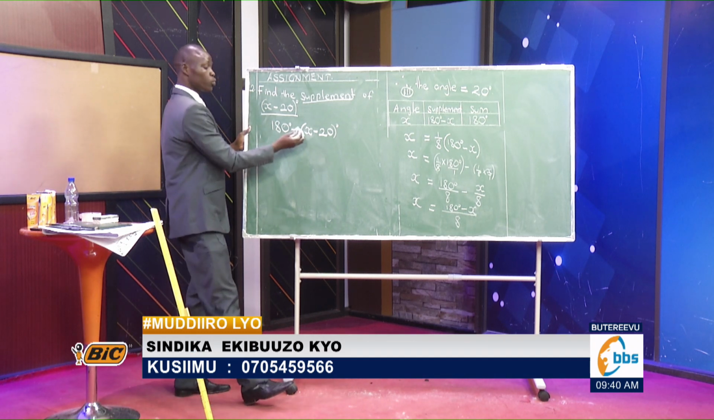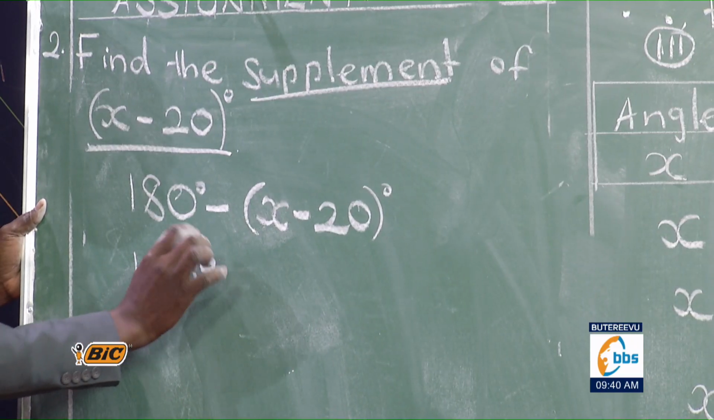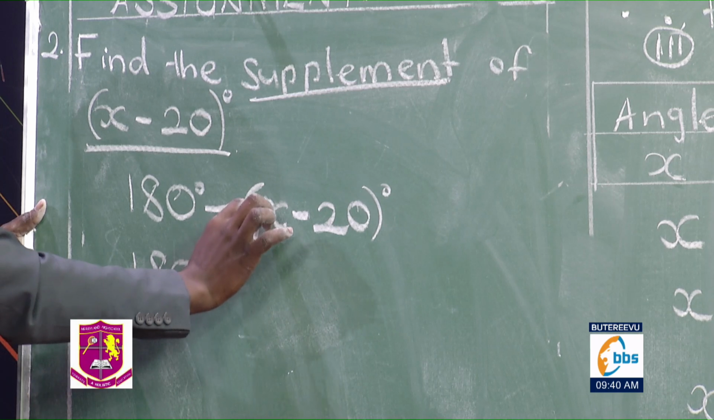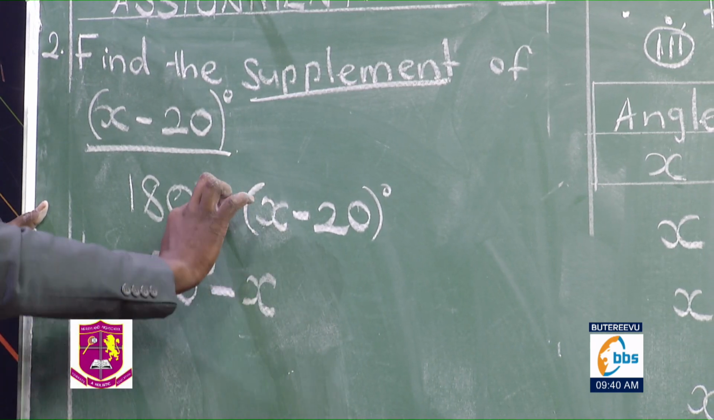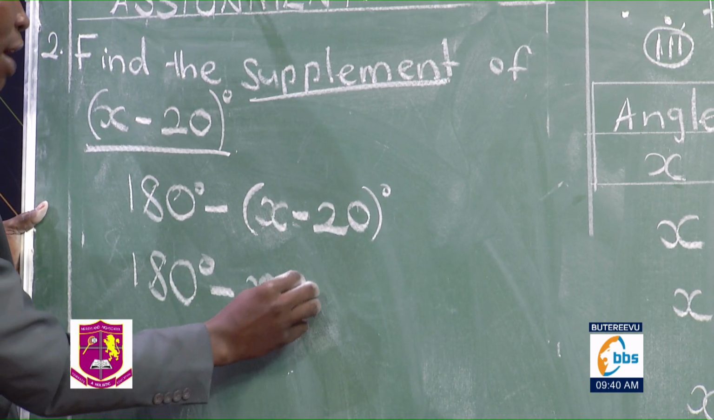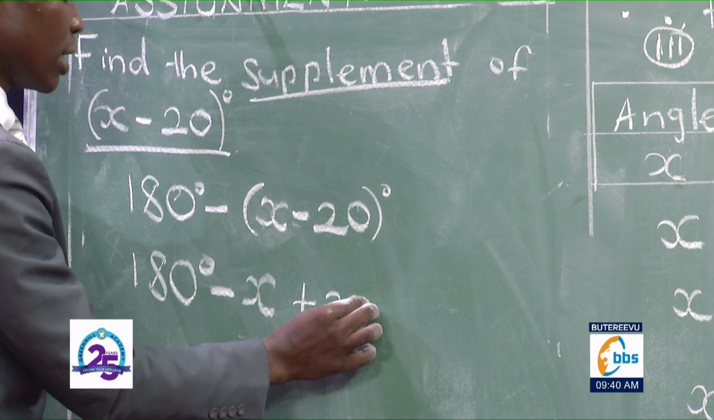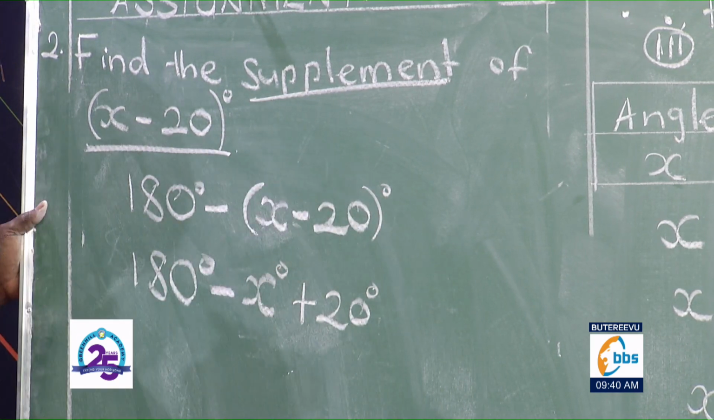So we shall now have to open up our brackets. This is 180 degrees. Get this negative times x, we shall get negative x. This negative times negative 20, we shall have positive 20. Since the degrees were outside, we can put that on each.